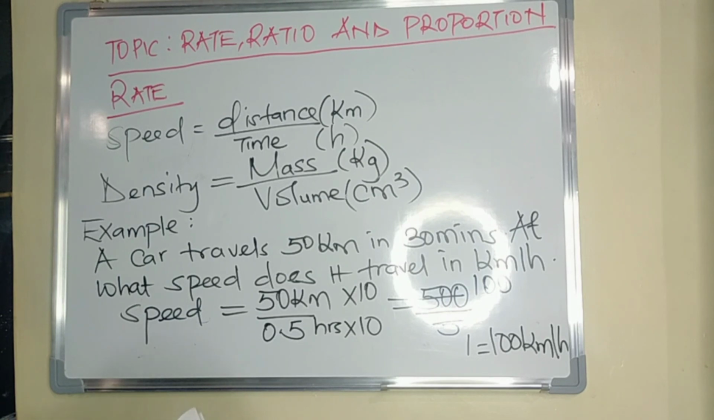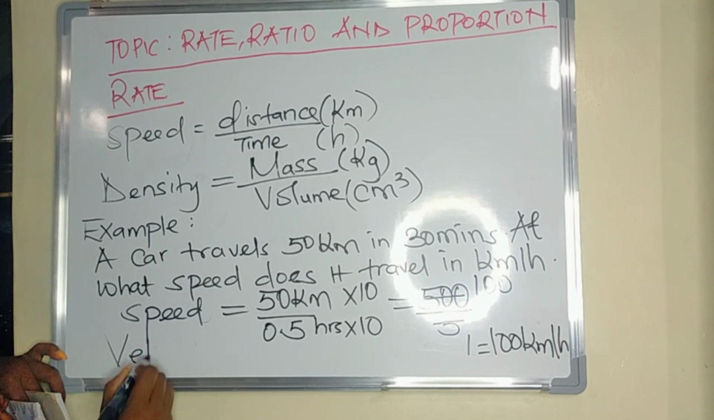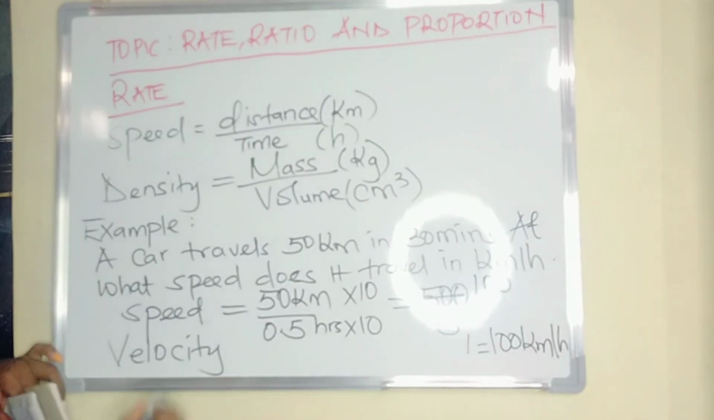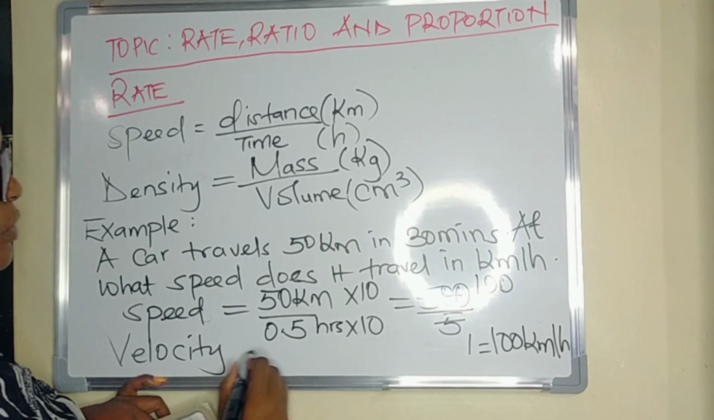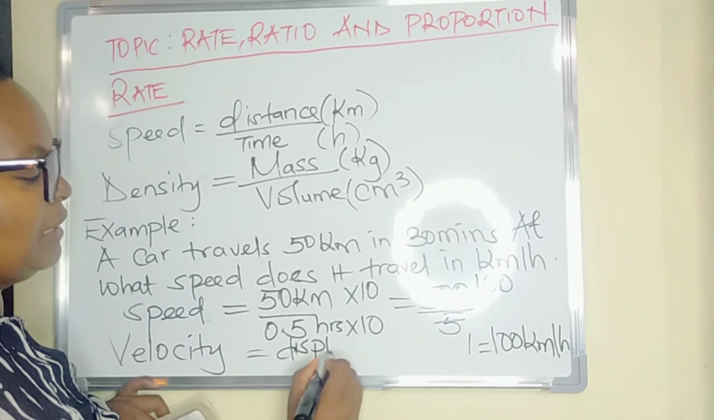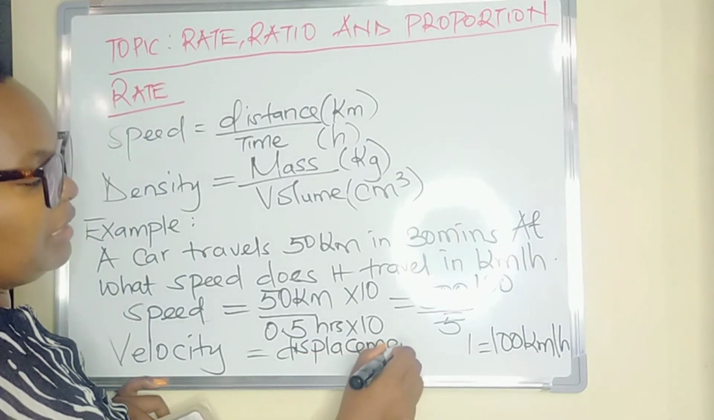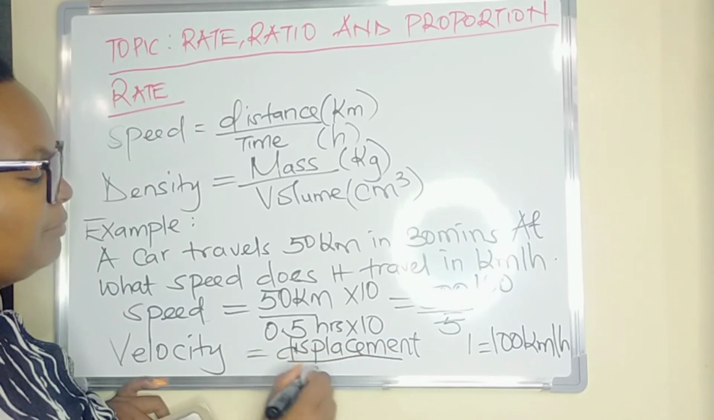Now, let's talk about velocity. Velocity is another quantity which is a rate. Velocity is the distance covered in a given direction per unit time. And that distance in a given direction is normally referred to as displacement. So velocity is equal to displacement divided by the time.